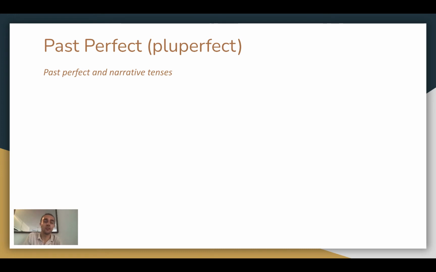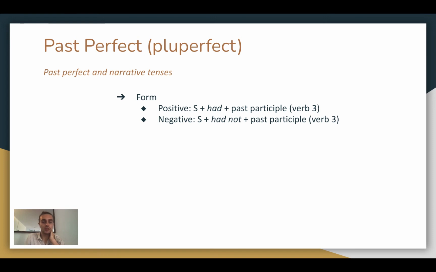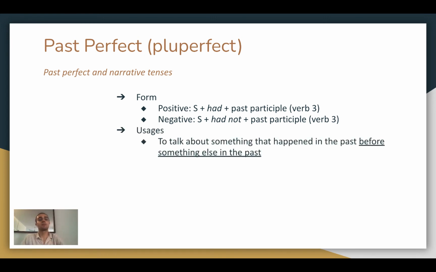Okay, so in this story, there are different past tenses that are used to tell stories. One of them is the past perfect, also called the pluperfect, that we form in the positive form with the subject plus had plus the past participle of the verb, so verb 3. And in the negative, we insert not after had. We use the past perfect to talk about something that happened in the past before something else in the past. So this shows the order of events in the past.